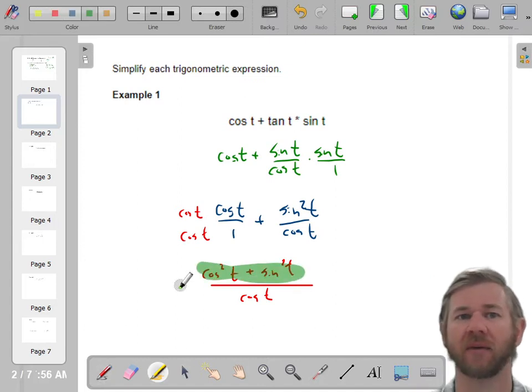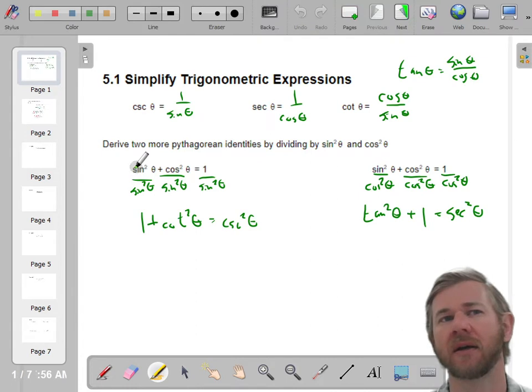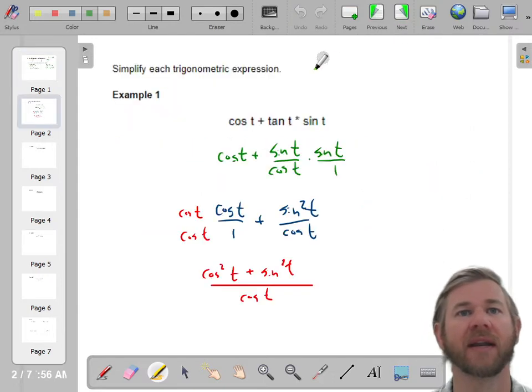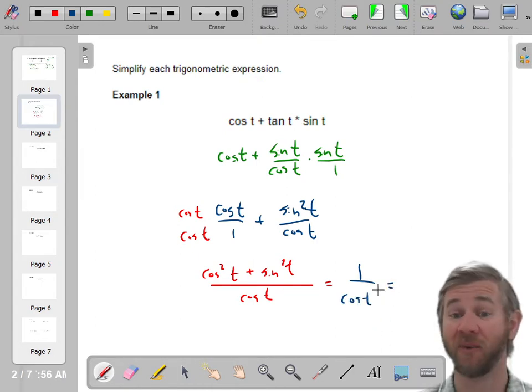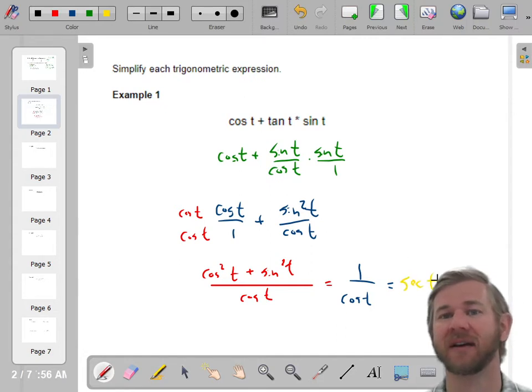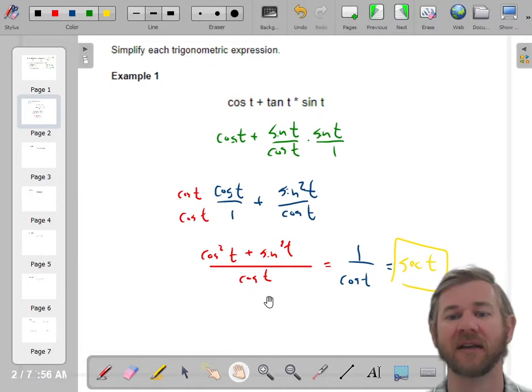And it's right here. You see cosine squared plus sine squared. Come back here and you're like, cosine squared plus sine squared, that's the thing. Cosine squared plus sine squared equals 1. So right here, instead of cosine squared plus sine squared, I'm going to say 1 over cosine of t. And 1 over cosine is the secant of t. So this whole thing simplifies to the secant of t.